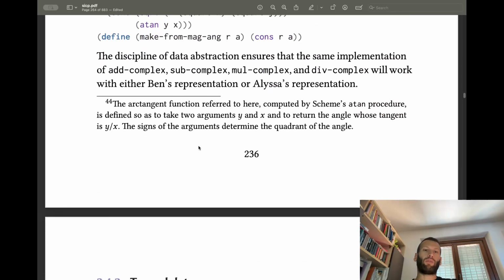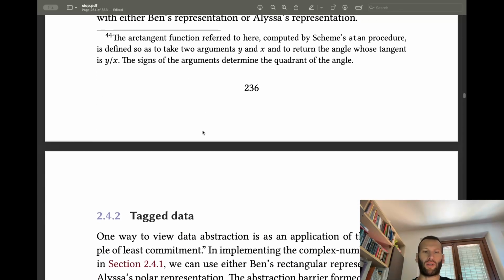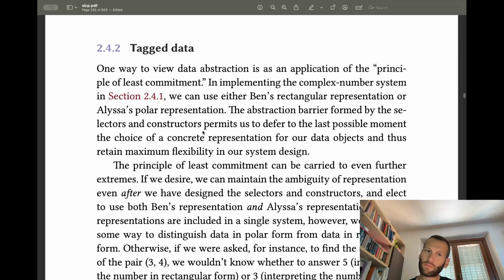The discipline of data abstraction ensures that the same implementation of add-complex, sub-complex, mul-complex, and div-complex will work with either Ben's representation or Alyssa's representation. Tagged data.